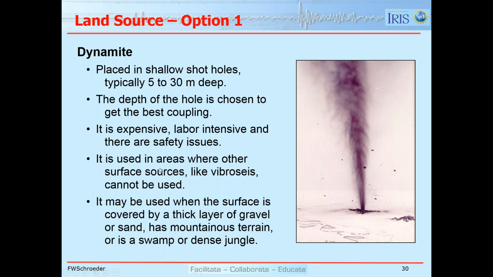We use these in areas where we can't get the vibrator trucks in. And so that might be where we have gravel or sand and the vibrators don't get good coupling. It might be in mountainous terrains where we can't drive those 4 or 5 trucks, or it could be in areas that are swampy. The water in the swamps doesn't allow us to couple to the land very well, or in dense jungles, again, where we can't get those trucks driven into.